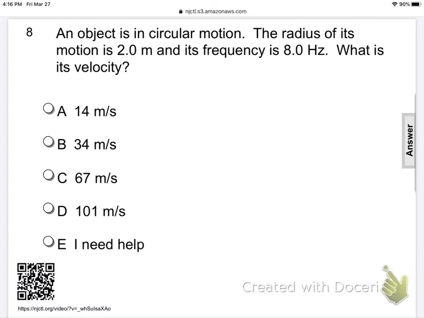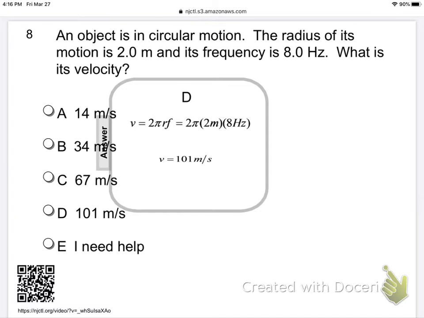Now we have a problem where an object's in circular motion. The radius of its motion is 2 meters, and we're given a frequency this time, not a period. What's its velocity? Well, we use the other equation. Velocity equals 2 pi r f. Plug in our values, and our answer is 101 meters per second.